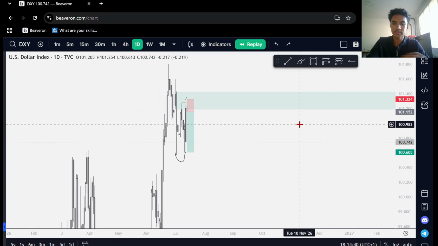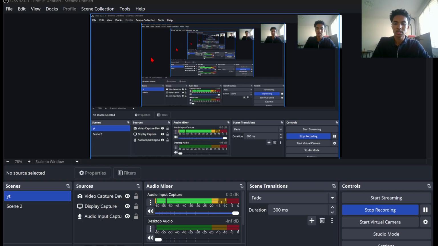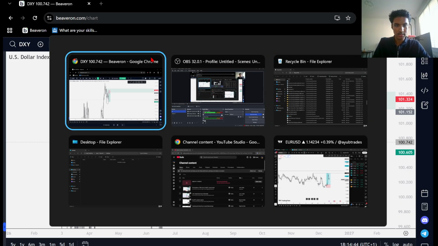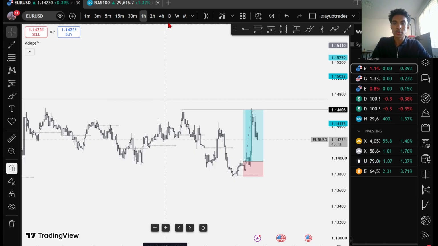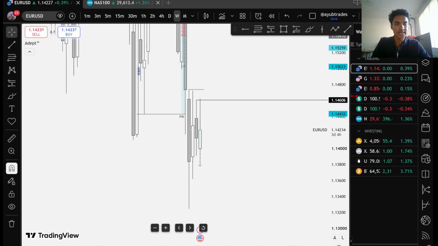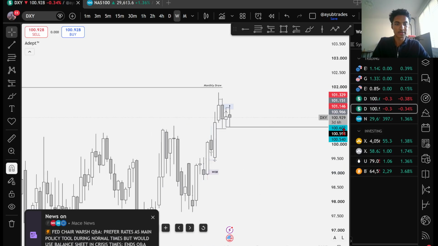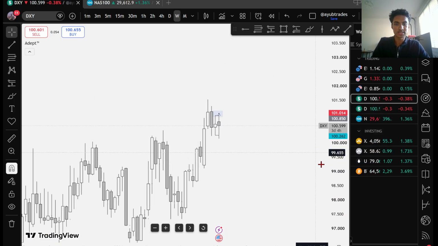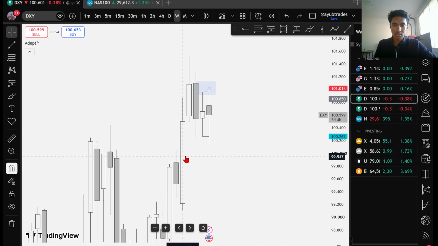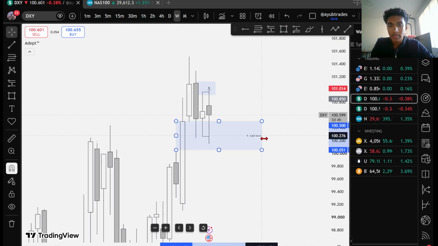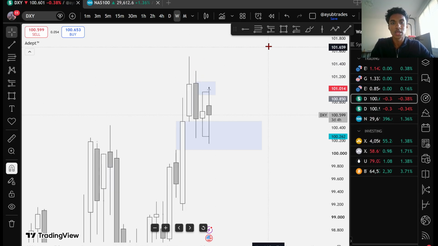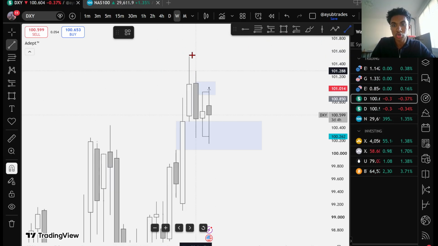So, first of all, starting on the weekly, on the DXY, what can we see? Yeah, we're in a weekly fair value gap. Obviously, for the past 2 weeks, we dug into this fair value gap, but we've failed to displace to the upside. We've failed to come and seek out the next draw, which is over here, right?